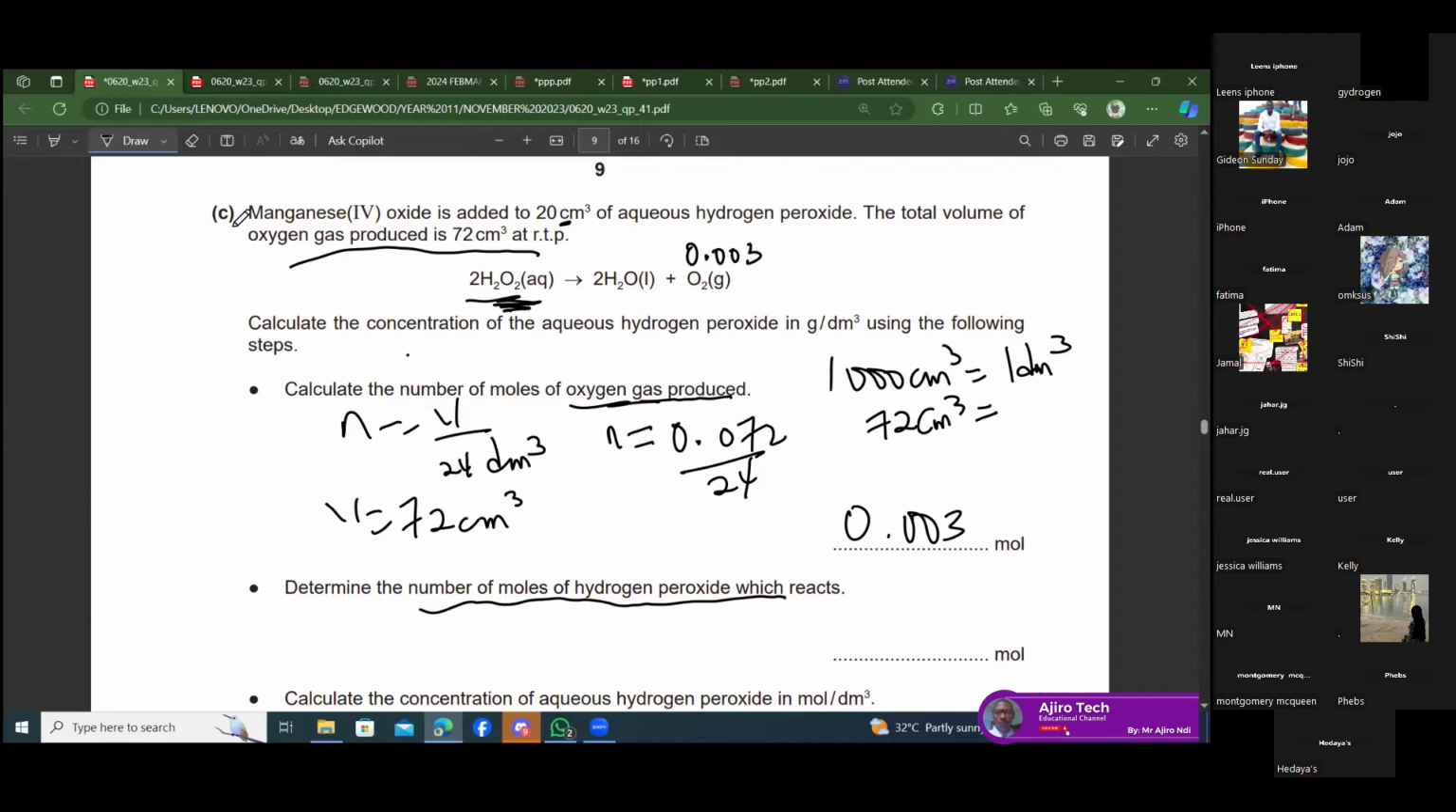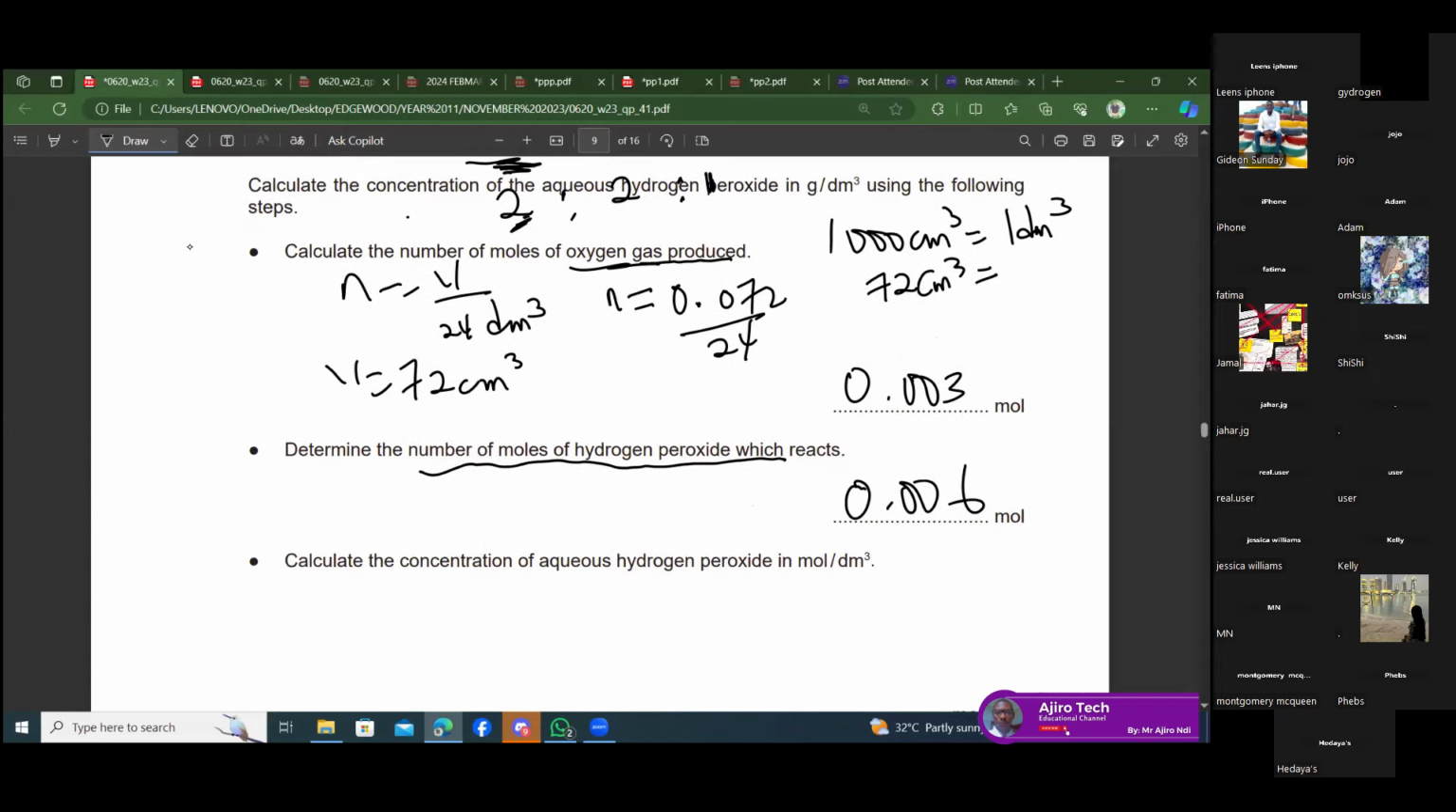Applying stoichiometry using their ratios, in terms of ratio, it is 2:2:1. So if 1 is 0.03, that means 2 is double of this. This one is simply double of what we have here. So if we double that for hydrogen peroxide, we have 0.06.